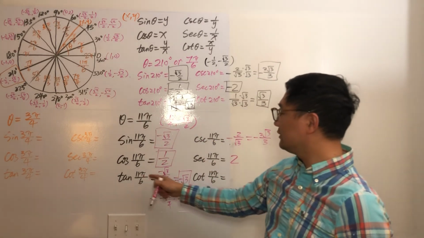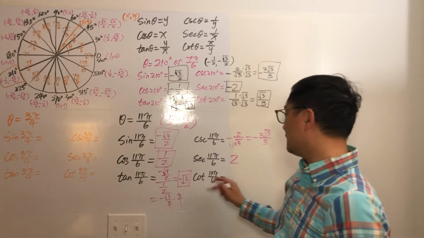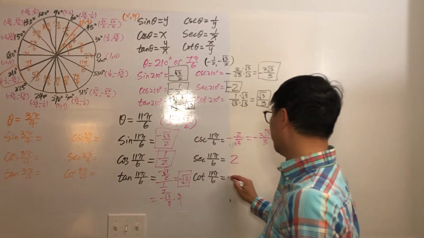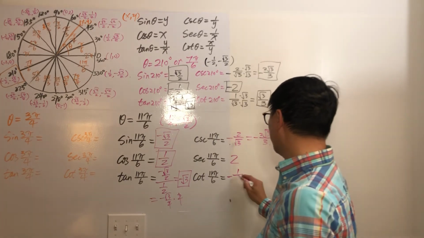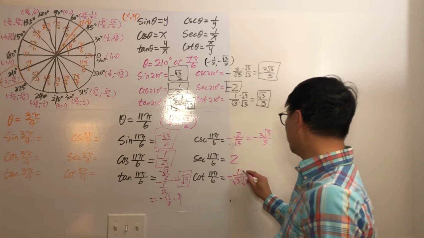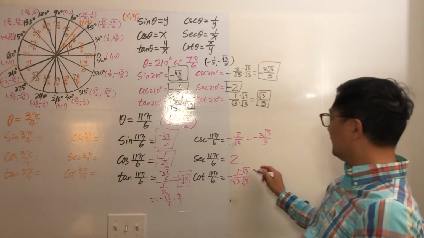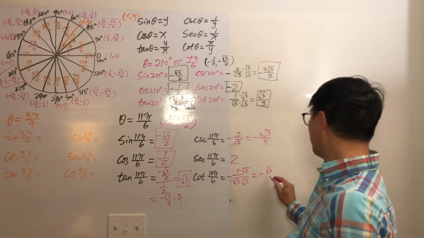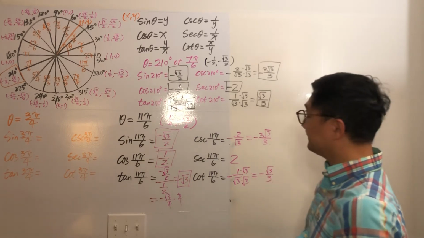So now tangent is negative radical 3. That means cotangent is the flip. So it's negative 1 over radical 3. And then you need to simplify. You have to multiply by radical 3. And then finally it is negative, the top radical 3, the bottom is 3.